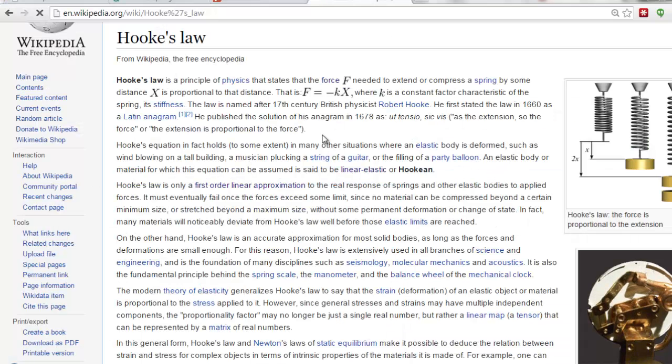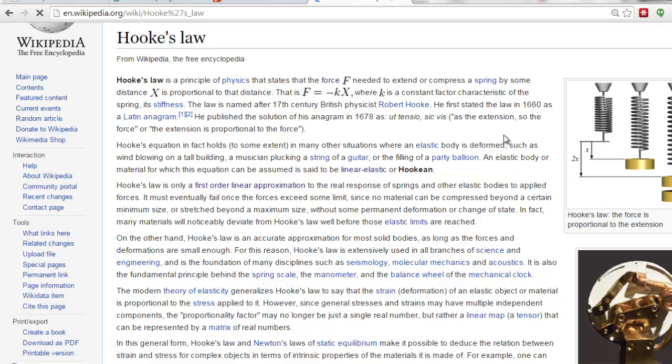Alright, those of you in physics know about Hooke's law. Hooke's law describes how much force a spring will exert as a function of how far it's been stretched or compressed. So here you see that the force being exerted is proportional to the distance that the spring has been stretched past whatever its resting state is.